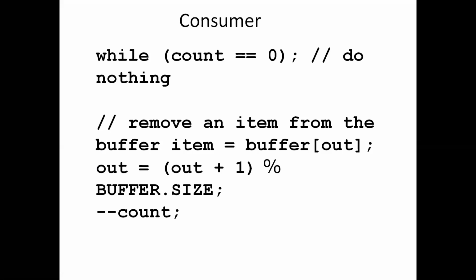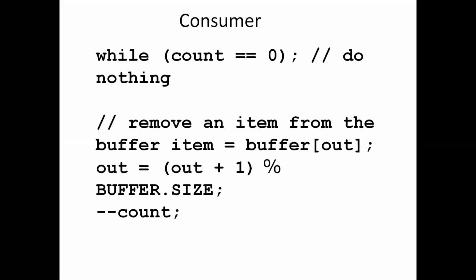In the next iteration, the consumer will consume the item which is placed in the second position in the buffer. Okay, that is the buffer of 1. So for that purpose we are updating out equal to (out + 1) mod buffer size. And in this consumer code we need to decrement the count. Count will be decremented by 1.